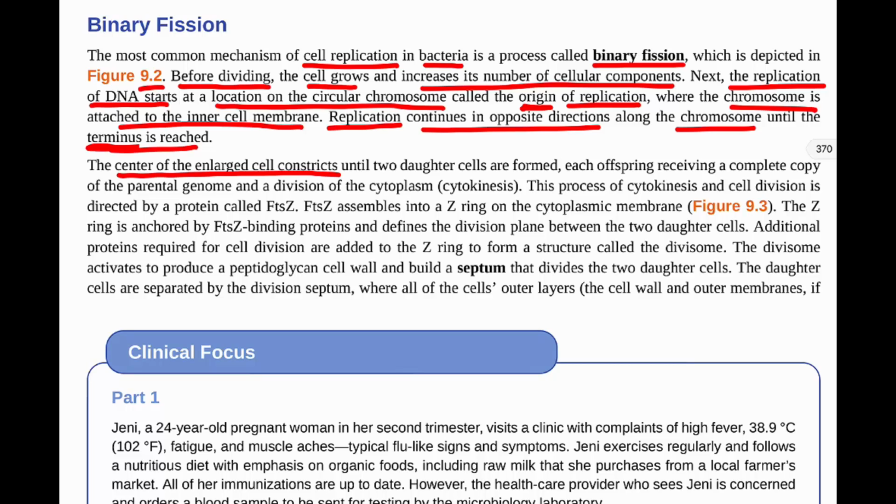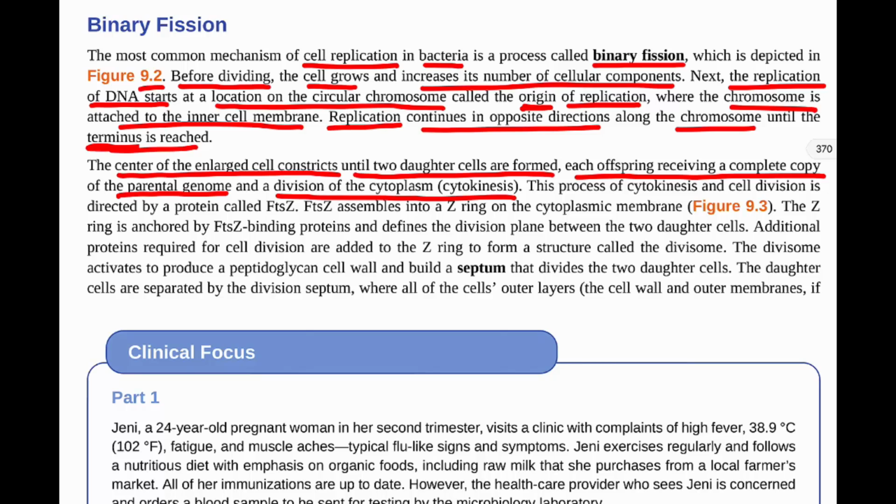And then it's going to do that until two daughter cells are formed. So it's going to pull in so much that it's eventually going to pinch the middle and then pinch the two cells apart. So each offspring is going to receive a complete copy of the parental genome and a division of the cytoplasm.